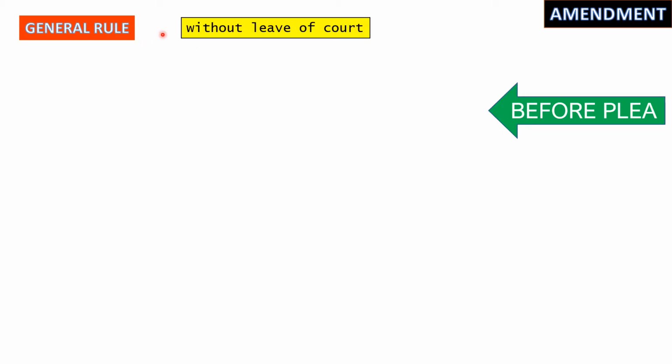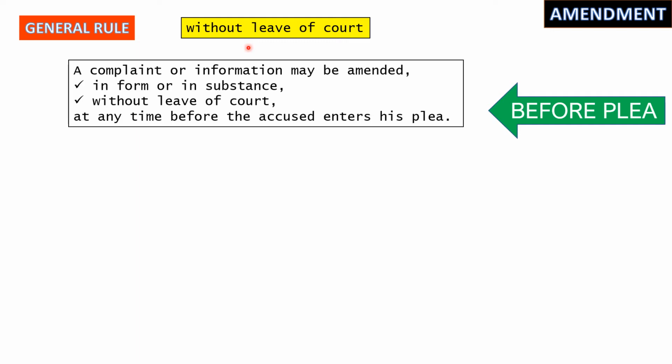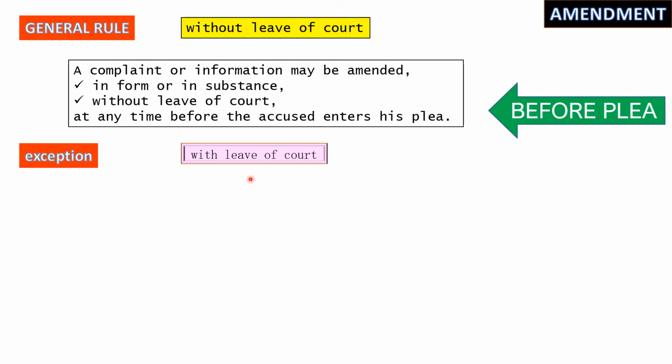Again, before plea, the general rule is that you do not need leave of court. You can amend without leave of court. A complaint or information may be amended either in form or in substance without leave of court at any time before the accused enters his plea or before arraignment. And we are talking only about the general rule. There is an exception, and the exception is you need leave of court. But when do you need leave of court?